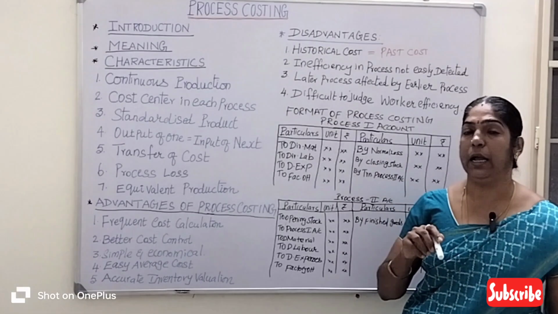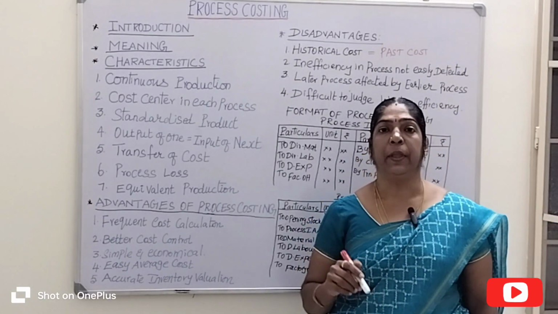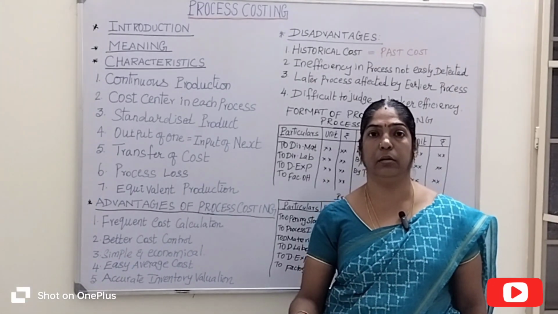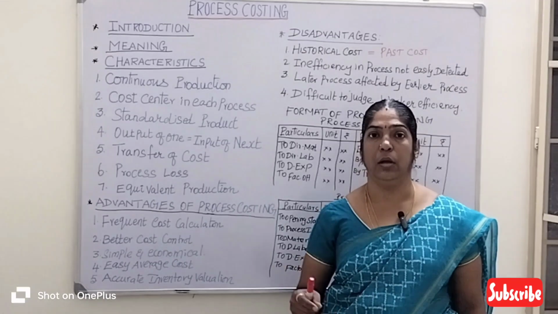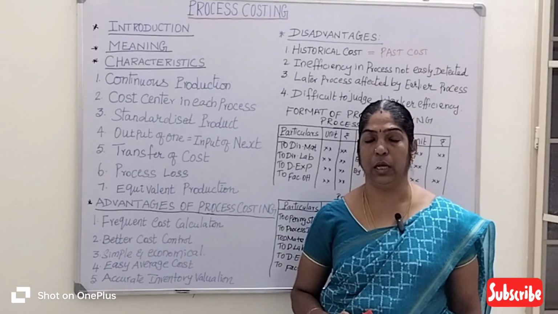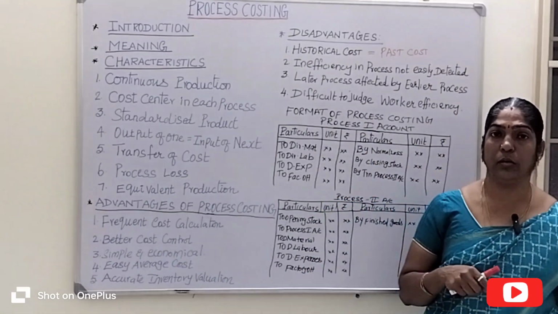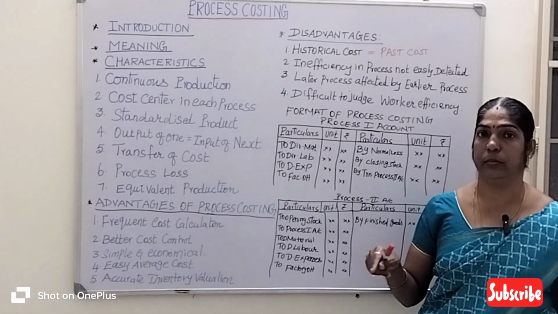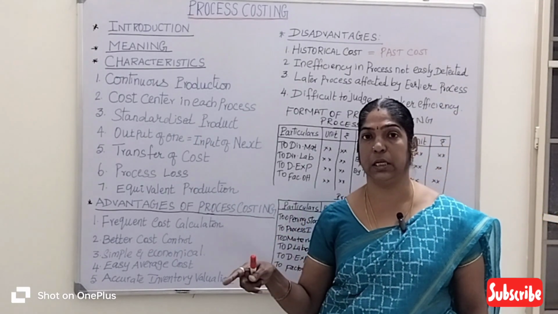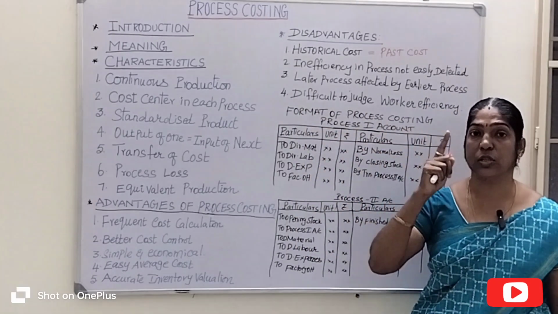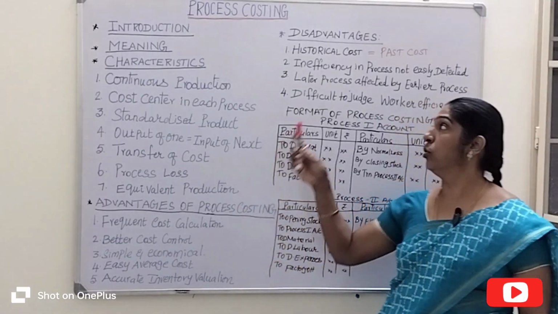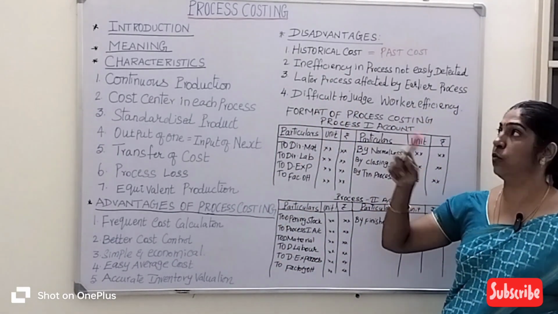Listen, I will explain with a suitable example. Last month you spent 10,000 rupees on the process and introduced an input of 1,000 units. This month, today, we are going to buy raw material, and the raw material price has increased by 20%. So the historical cost does not reflect today's market price. Let's come to the next disadvantage.